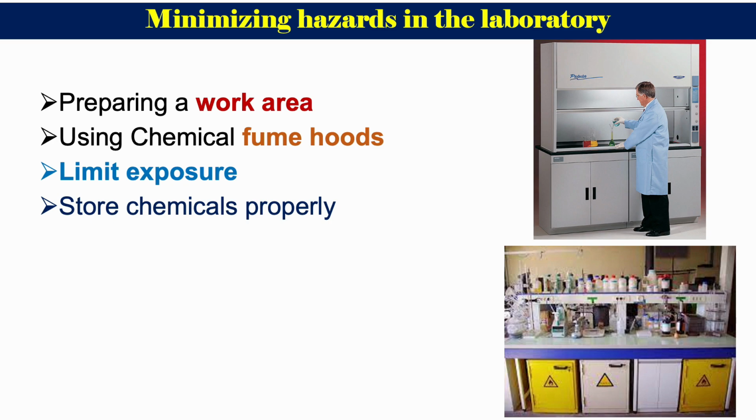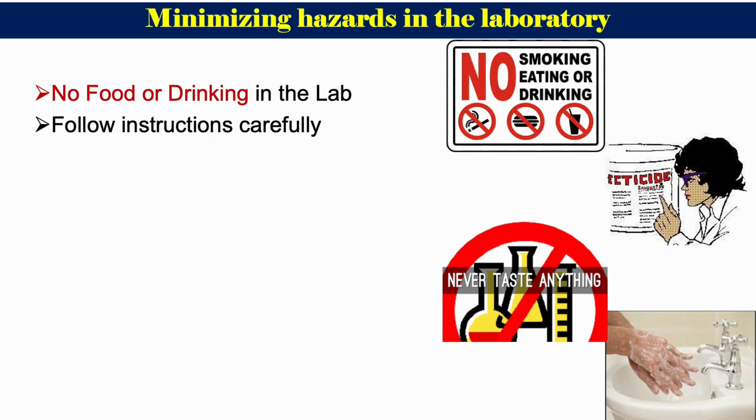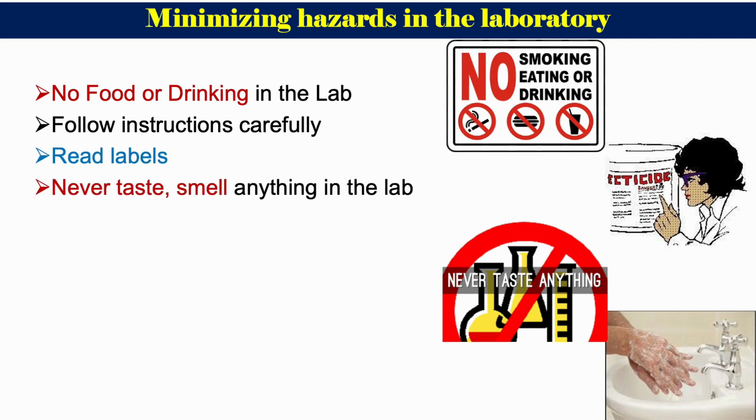You should store the chemicals properly in designated shelves and cabinets in alphabetical order. Try to handle the waste properly, and it should be thrown in designated bins. We should have proper knowledge of the hazardous and non-hazardous materials that are generally used in a particular laboratory. We should not have any food or drink in the laboratory. We should follow the instructions and guidelines of the laboratory very carefully as well as strictly.